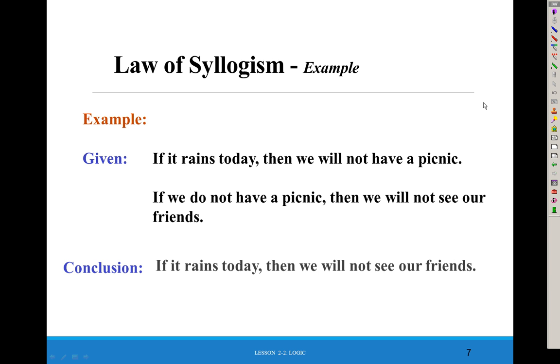If P leads to Q and Q leads to R, then P leads to R. If it rains today, then we don't have a picnic. If we don't have a picnic, we don't see our friends. So if it rains today, we don't see our friends. The first leads to the second leads to the third, so the first leads to the third. That's syllogism.